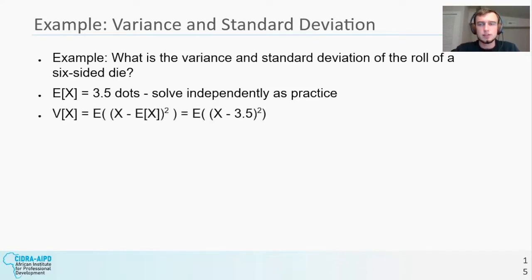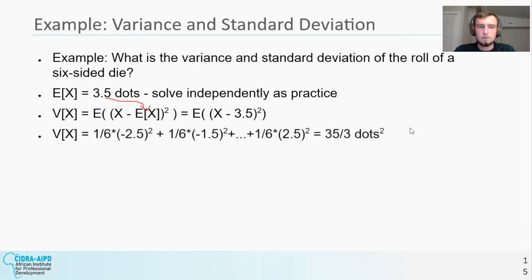So the variance of the number of dots that we're going to see on our die is the expected value of the number of dots we're going to see minus the expected value of the number of dots we're going to see, that whole quantity squared. And we know that our expected value of X is 3.5. So we can plug it in. So we're getting the expected value of our random variable minus 3.5, that entire quantity squared.